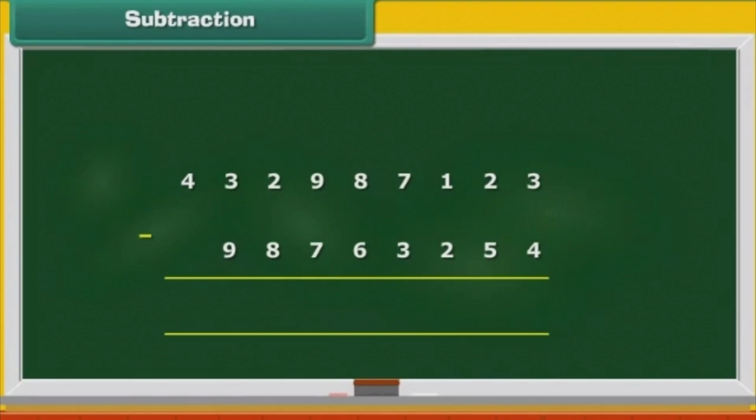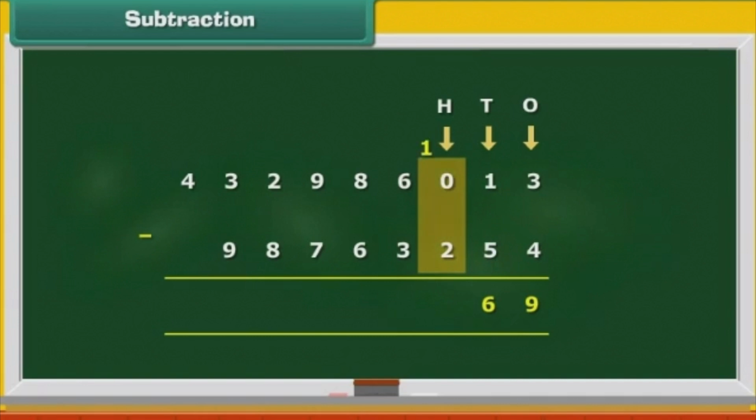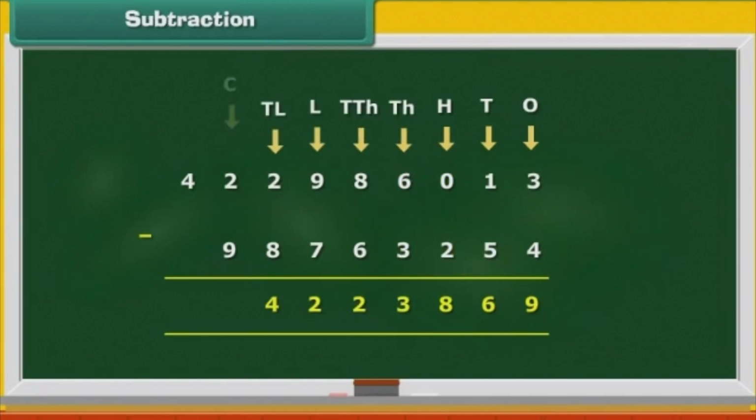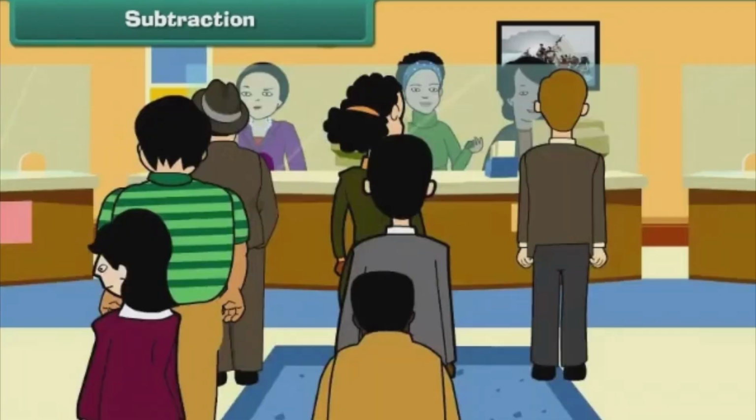Write the minuend. Write the subtrahend below it. Subtract the numbers. Start with the digits at the ones place. Then proceed to tens place, hundreds place, and so on. The difference is 334223,869. Let us attempt a word problem involving subtraction.